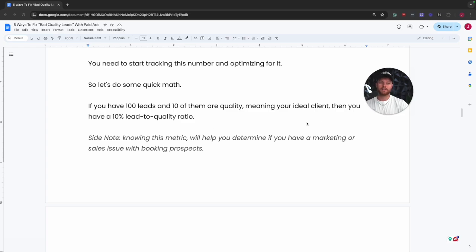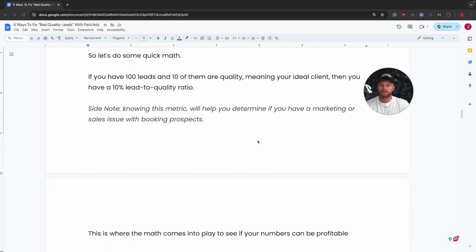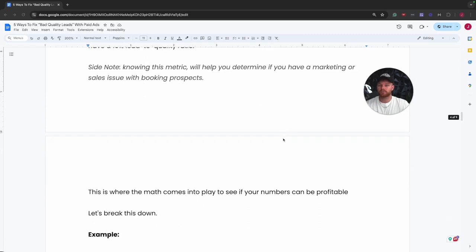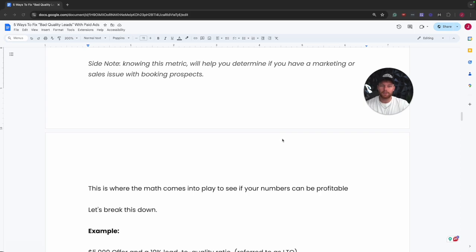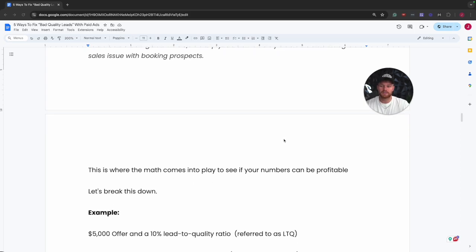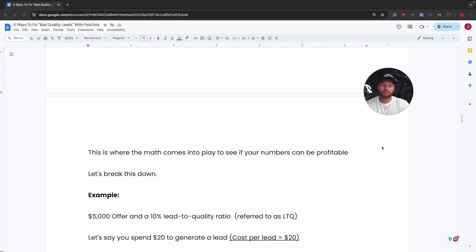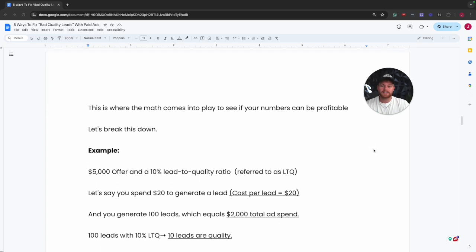So you've got to get this number, and you've got to run ads to get a baseline for it. A little side note: knowing this metric will help you determine if you have a marketing or sales issue with booking prospects. This is where the math really comes into play to see if your numbers can be more profitable. So let's break this down.